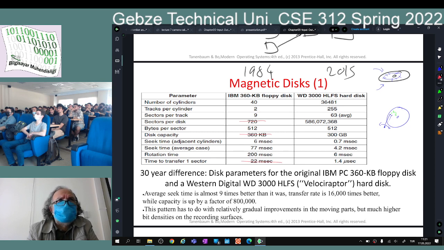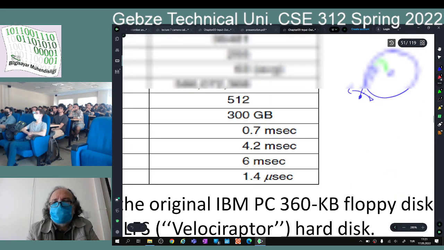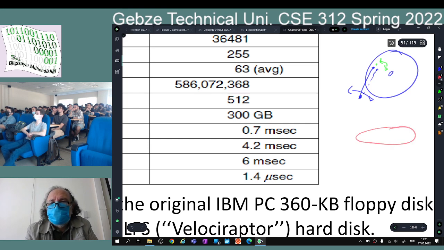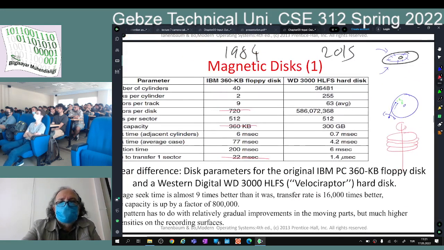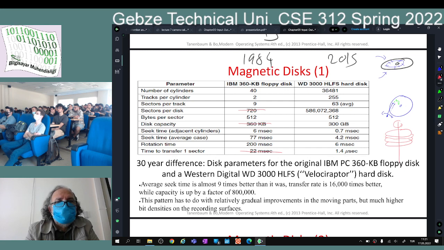255 tracks means it has 128 platters. Yeah, that's lots of platters, right? Remember, our disks are formed like that. This is one platter, and this is another platter, another platter, another platter, and there is a spindle, and it rotates around it, right? So 255 tracks per cylinder. That's a lot.